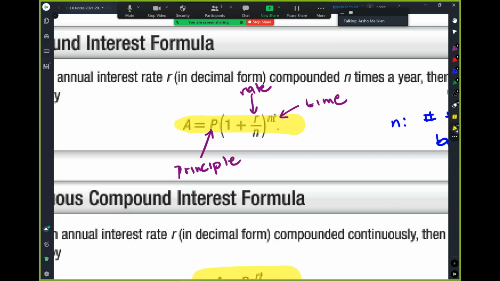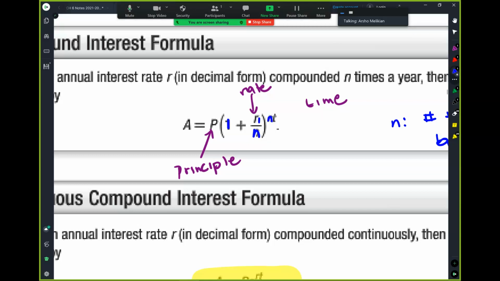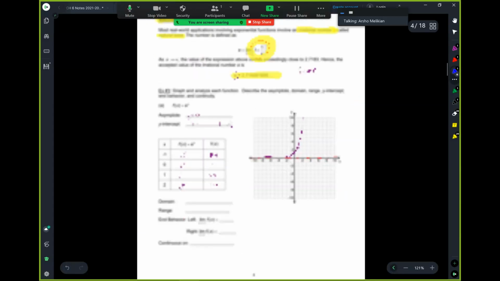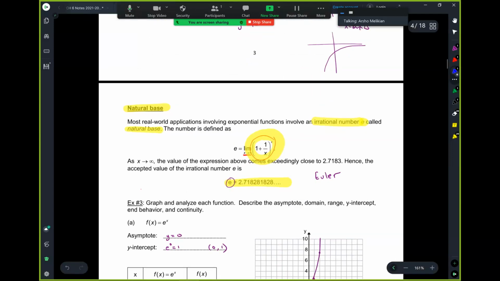Okay, so take a look at this formula. Do you see how you have 1 plus 1 over n to the n? That's like 1 plus 1 over x to the x. That's like e, isn't it? It is. So now, that's like that one.